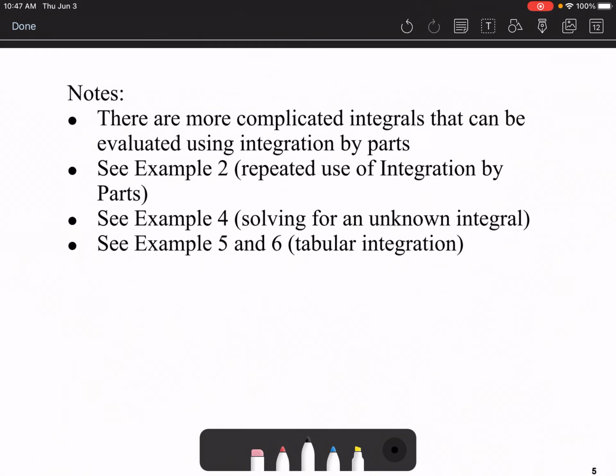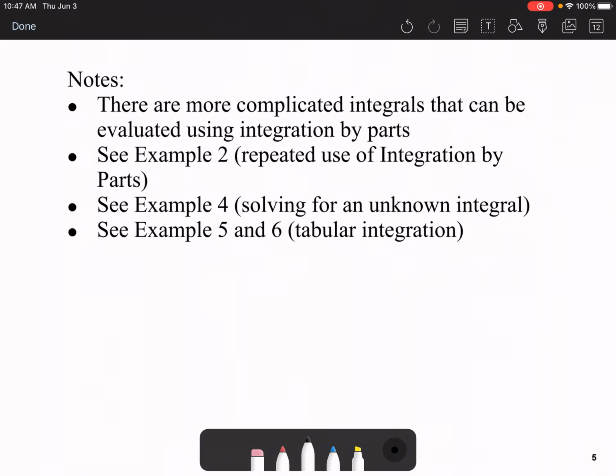Now there is a possibility that there can be more complicated integrals where you can actually do more integration by parts. So you could use repeated integration by parts. You can also solve for the unknown integral using indefinite integrals or definite integrals. And you can take a look at examples 5 and 6 in the textbook to see some examples of tabular integration. We're not going to look at those again because this is an extension of the work we're doing. So based on that, you should be able to do what you're doing.